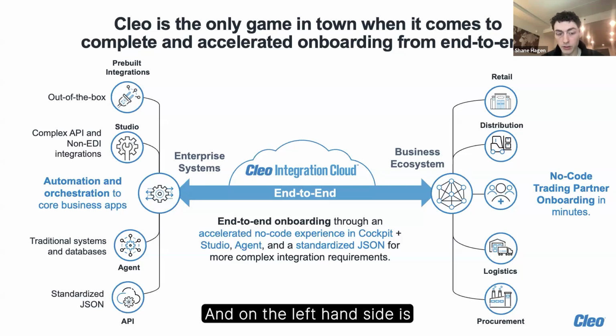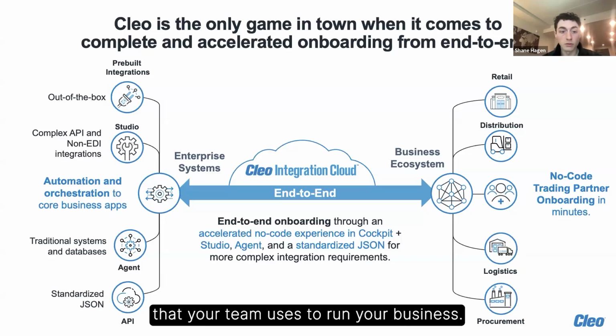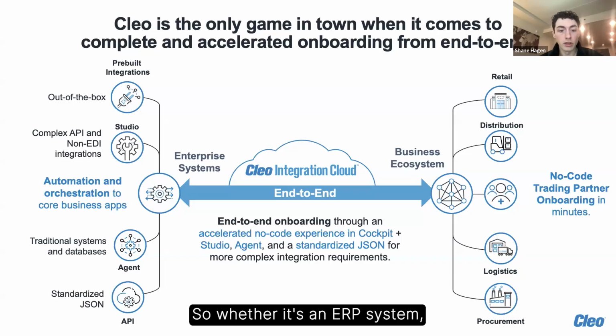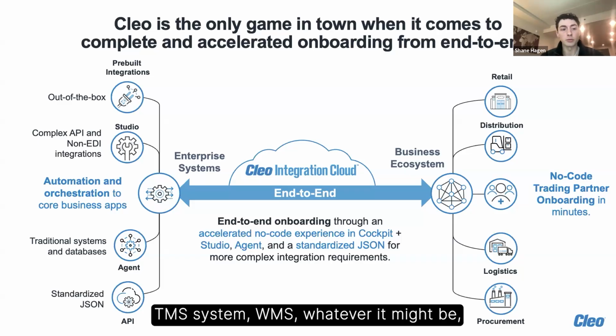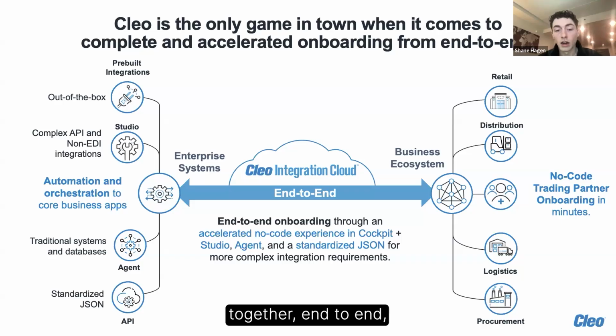And on the left-hand side is your enterprise ecosystem. These are all of your internal applications that your team uses to run your business, right? Whether it's an ERP system, TMS system, WMS, whatever it might be, Cleo is able to connect these ecosystems together end to end with our integration cloud. So we are a full-blown integration engine that can connect your applications to your partners.